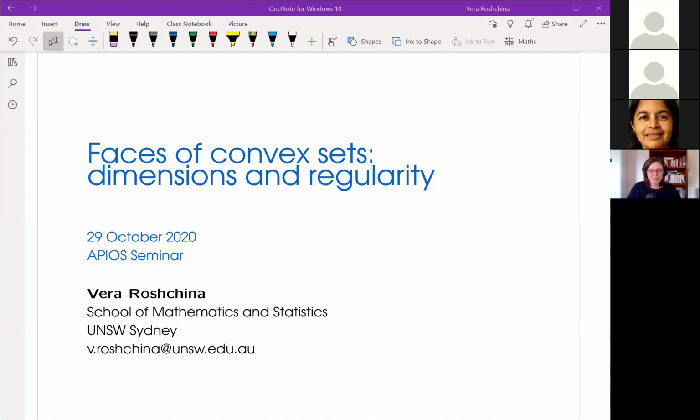So I'm going to talk about phases of convex sets, dimensions, and regularity. I will first of all start off with very simple things. I'm going to talk about convex sets and phases of convex sets. They're basic definitions in convex geometry and of course in many other areas. Then I will talk about one cute but simple result with my collaborators, predominantly with David Yost from Federation University, about dimensions of convex sets.